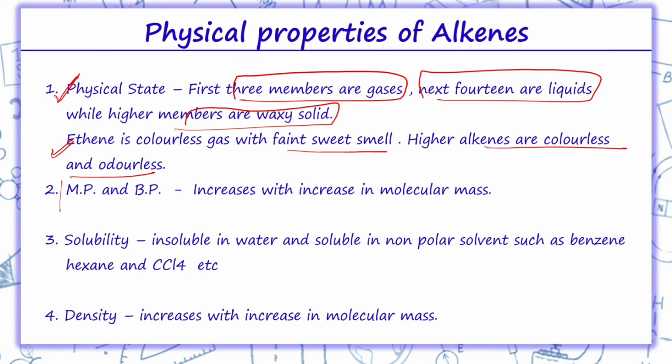Coming on to melting and boiling point, it increases with increase in molecular mass. Coming on to solubility, alkenes are insoluble in water and soluble in non-polar solvents like benzene, hexene, carbon tetrachloride, etc. Density increases with increase in molecular mass. So, this is all about the physical properties of alkenes.